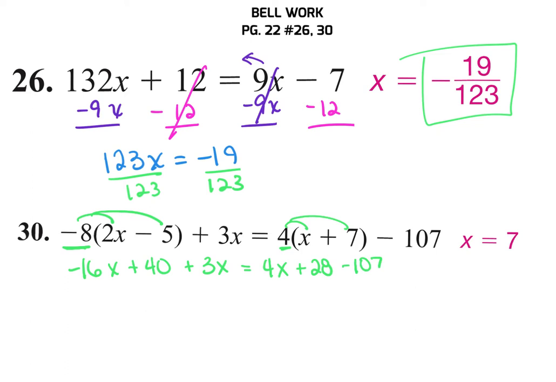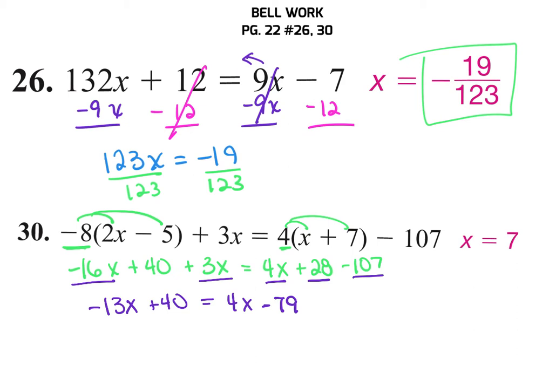All right. Combine your like terms on each side. I have a -16 and a +3, so that's -13. Over here, I have a 4x all by itself, a +28 and a -107. You are going to subtract and then keep it a negative. So I think you're going to get, what, 79 there?